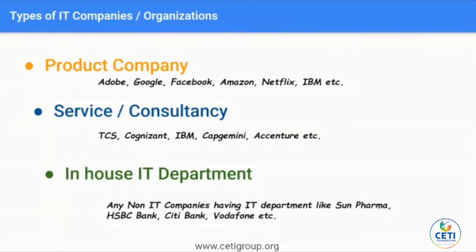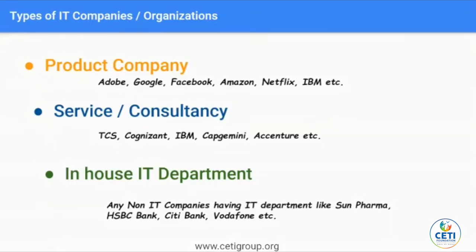Now I have mentioned IBM here also, but IBM falls in both categories, services and consultancy as well as product, because there are some giant companies which have both these departments. In services and consultancies, we have examples like TCS, Cognizant, IBM, Capgemini, Accenture, etc. And the third category is in-house IT departments. They are not IT companies, like HSBC Bank.